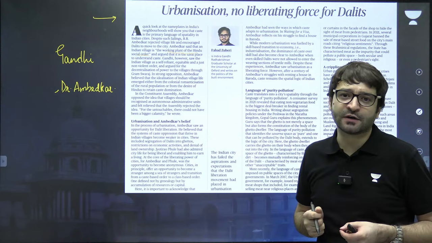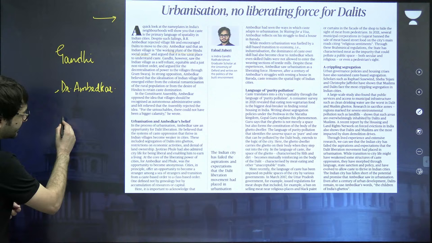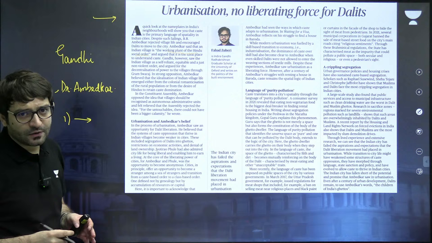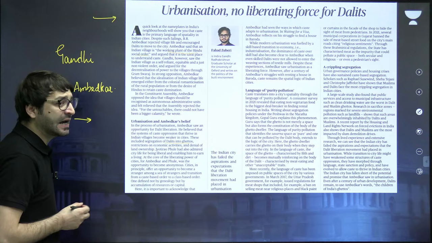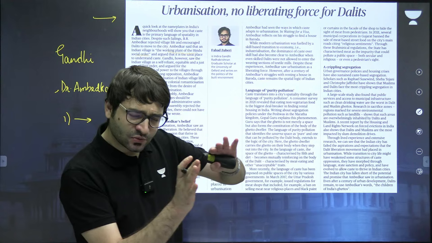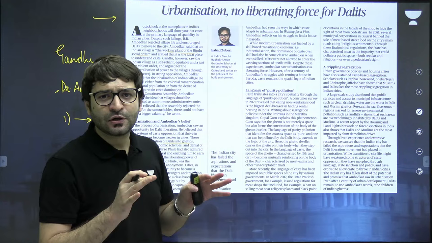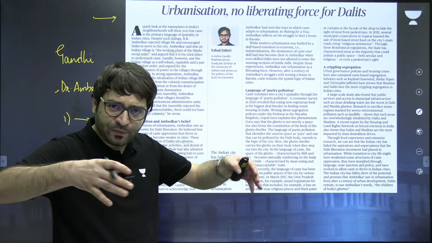Number one, in cities, what we see in villages we will not see, according to Dr. Ambedkar. And what do we see in villages? There is segregation of Dalits into ghettos. For example, in a particular village, there is one area which is reserved for Dalits. Only Dalits reside there. So these Dalits are not allowed to mingle with the rest of the population in that village.